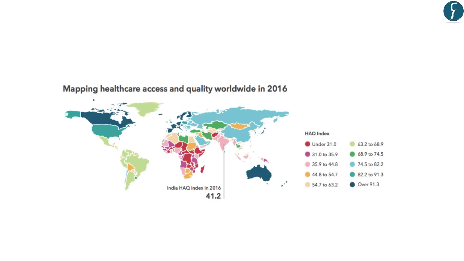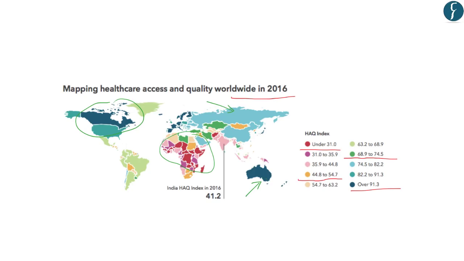Seeing another map, it says mapping healthcare access and quality worldwide in the year 2016. Now you see that over 91.3 has been marked as bluer, and it goes further. Green is around a value of 68.9 to 74.5. Yellow comes to around 44.8 to 54.7 and subsequent, and red under 31. So we can see most of the African countries come within this red range, whereas mostly the Western countries come within this blue range, including Russia as well as Australia.